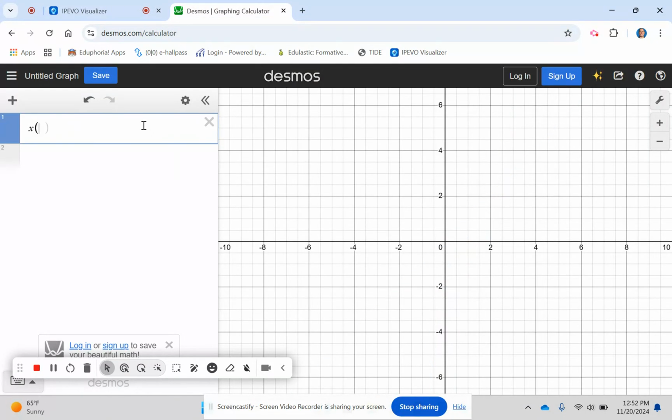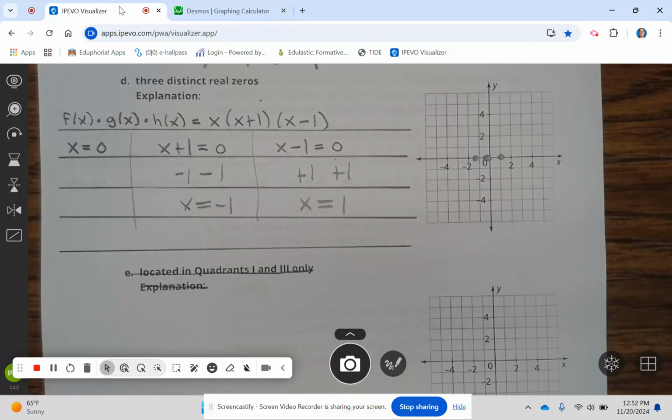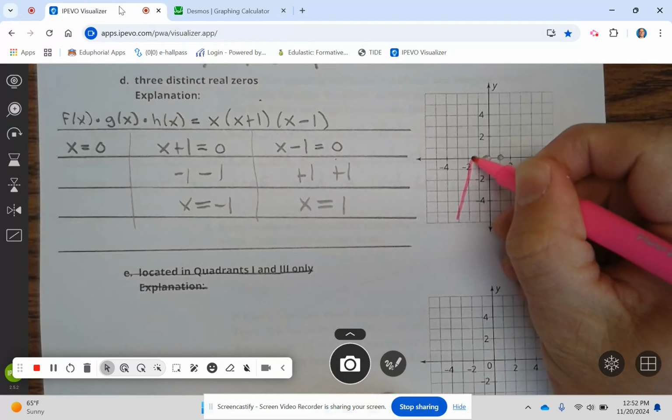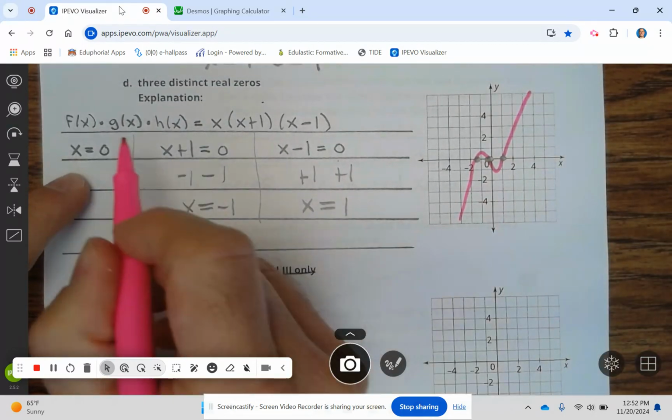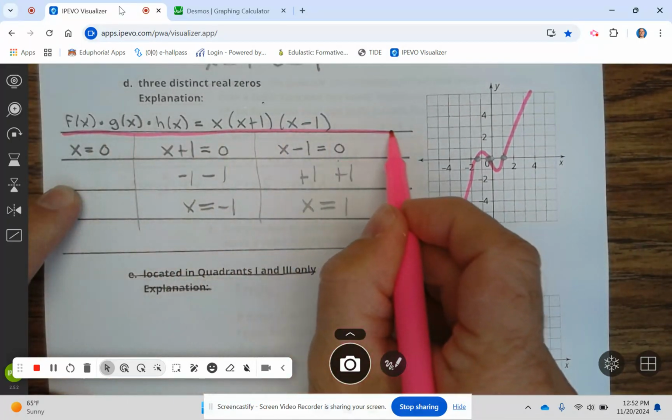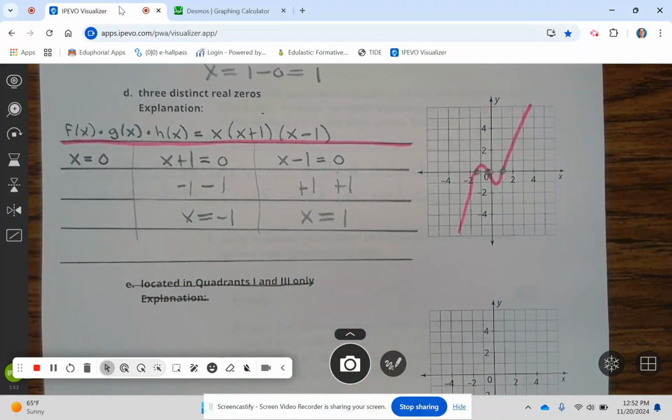So x times x plus 1 times x minus 1. All right, so looks like this. All right, go ahead and finish up D. Mark out E, and let's take a look at the next page.